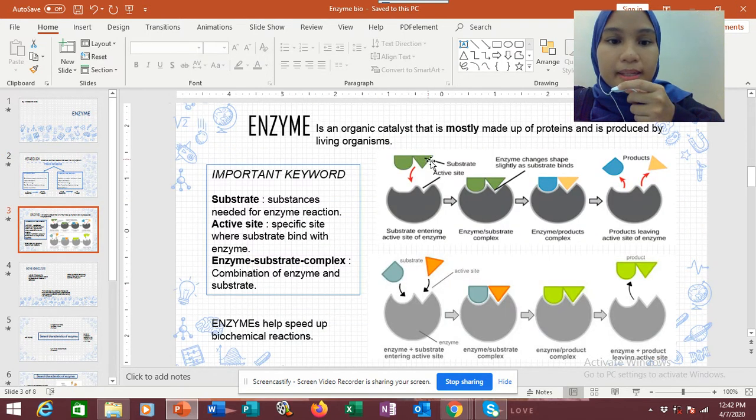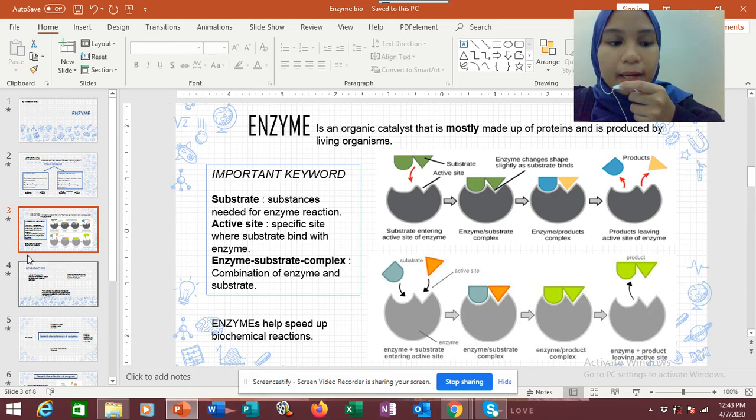Next, the enzyme is an organic catalyst that is mostly made up of proteins and is produced by living organisms. The important keywords here are substrate, active site and enzyme substrate complex. Substrates are substances needed for enzyme reaction. So here is the substrate, the green one. Active site is a specific site where substrate can bind with enzyme. So here is the active site. An enzyme substrate complex is the combination of enzyme and substrate. So when the substrate and enzyme combine together, it will become enzyme substrate complex.